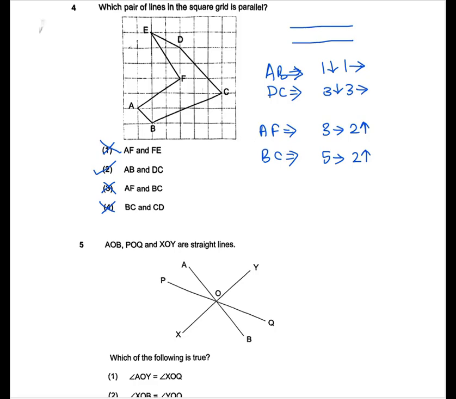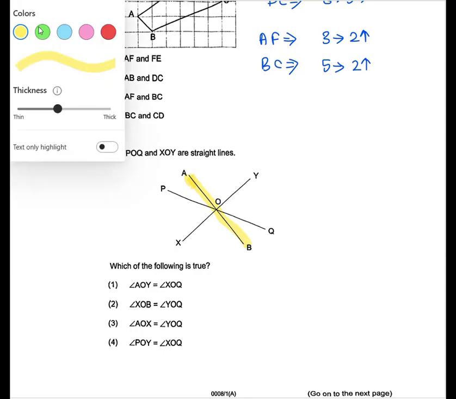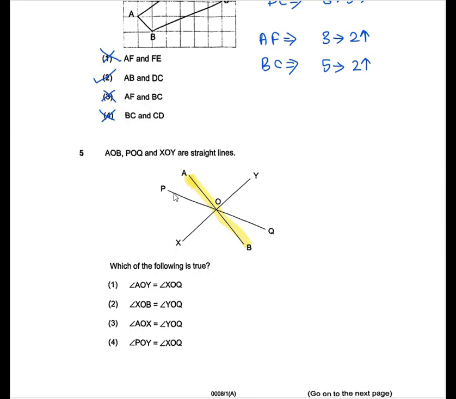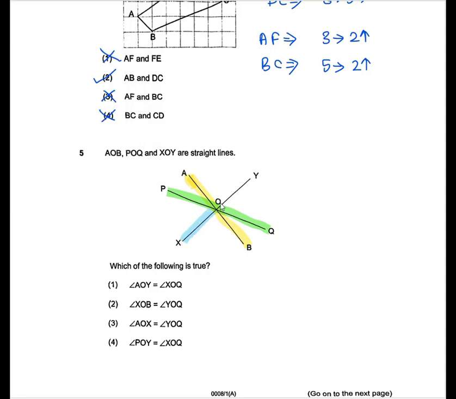Now let's move on to the next question, number 5, which is: AOB, POQ, and XOY are straight lines. Let me just show this. Let's say this is AOB, which is a straight line here. Let me use a different color here. And POQ is going to be a straight line like this. And XOY is like this. So these are 3 different straight lines.